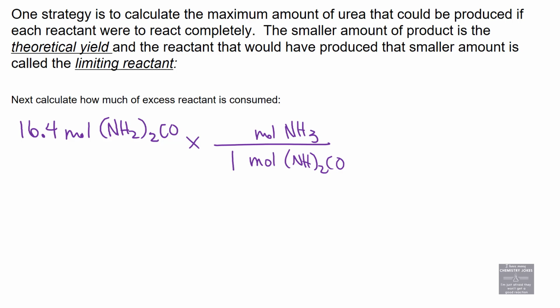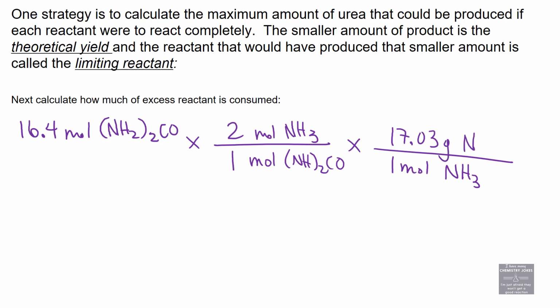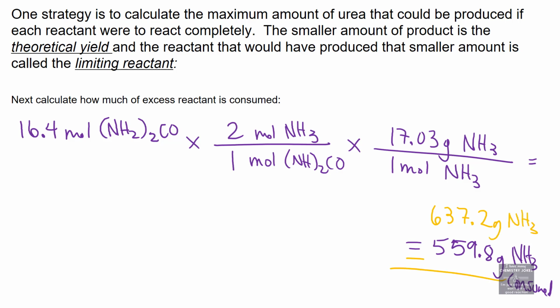Whew, I'm getting tired. 1 mole of urea, 2 moles of ammonia. And we're wanting to know how much was consumed. That's implied to be a gram number, even though it doesn't specifically say. 1 mole of ammonia weighs 17.03 grams. So that tells me the amount of ammonia that I consumed was 559.8 grams of NH3 consumed. And I started with 637.2 grams of ammonia. Do a little subtraction. I have 77.4 grams of ammonia excess. I have an excess 77.4 grams of ammonia.